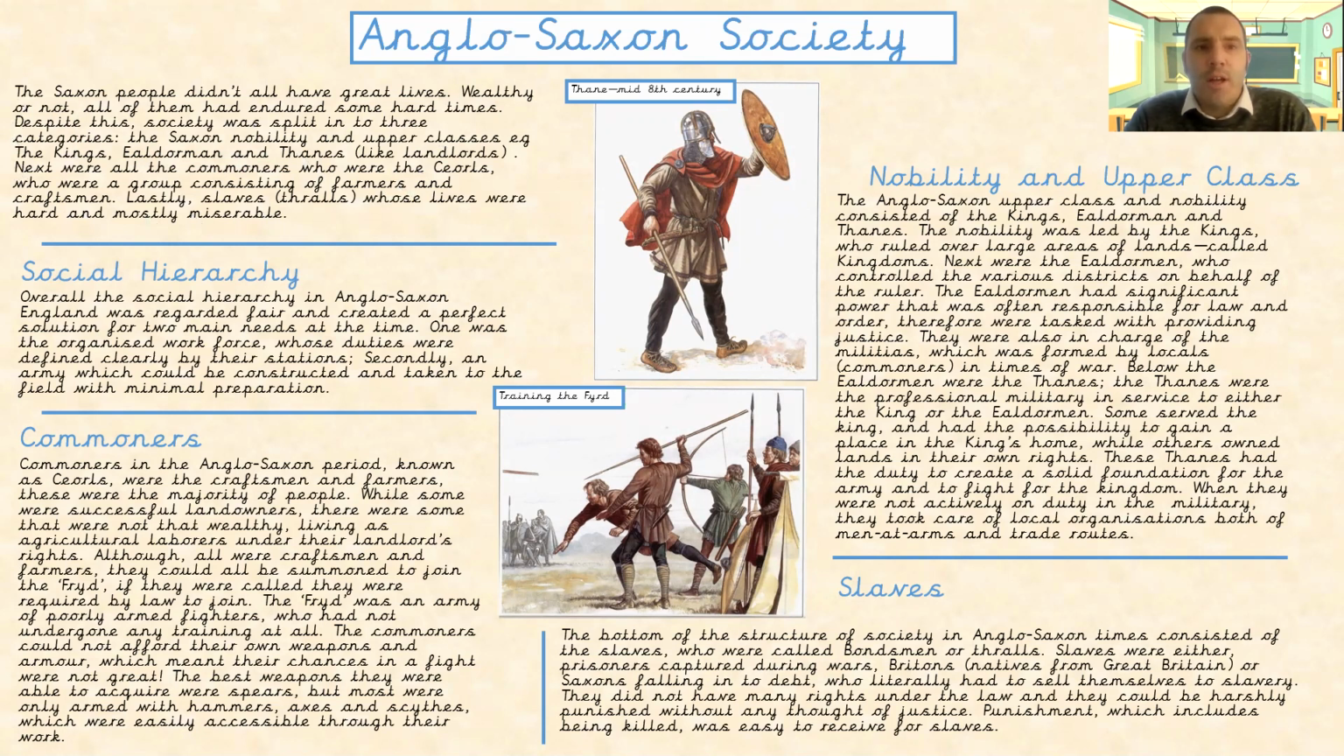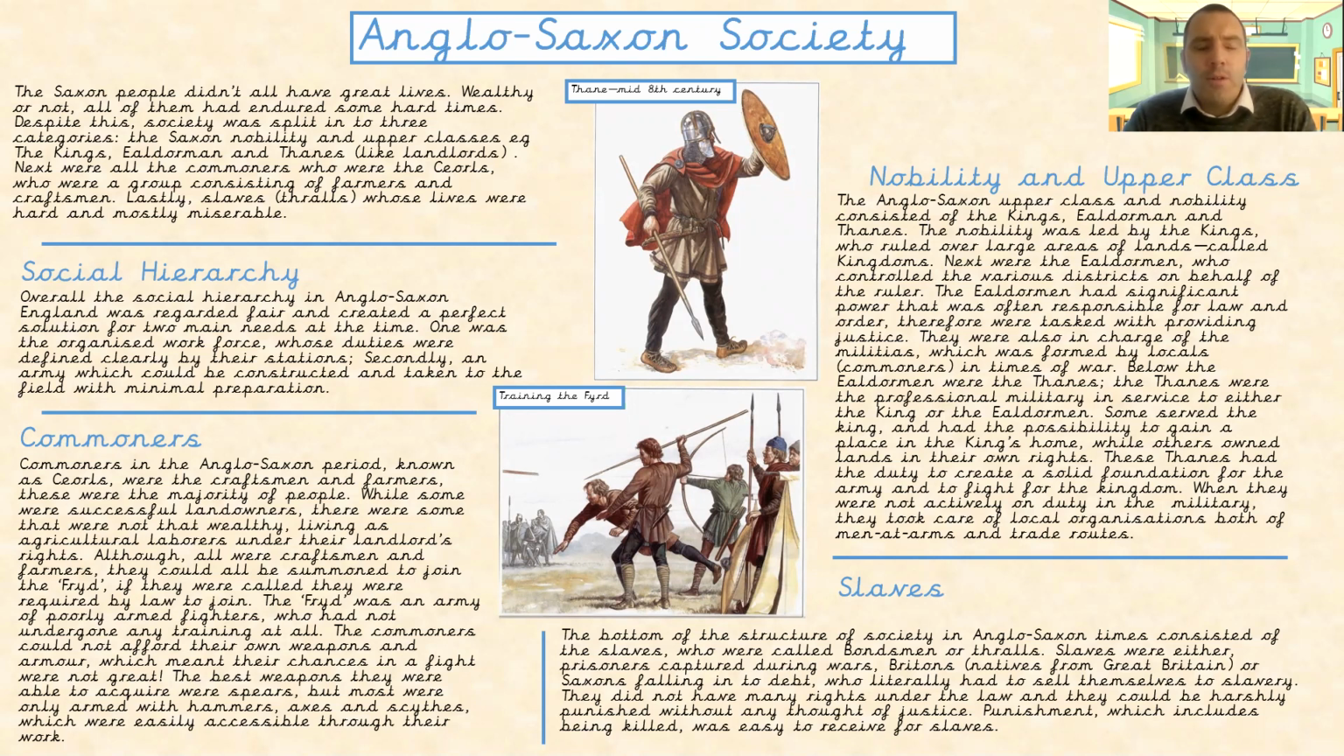Despite this, society was split into 3 categories: the Saxon nobility, the upper classes, for example, the kings, the ealdormen, and the thanes, a bit like landlords. Next were all the commoners, who were the ceorls, a group consisting of farmers and craftsmen. Lastly, slaves or thralls, whose lives were hard and mostly miserable. So we'll go on and look at the next box, social hierarchy.